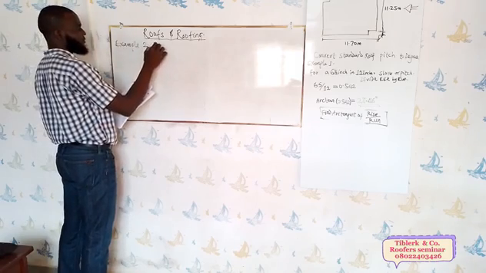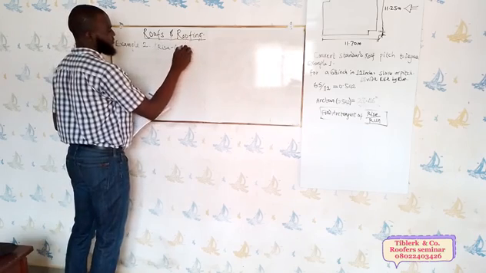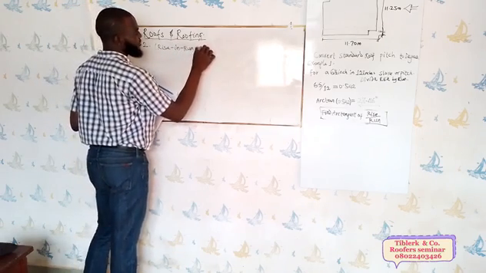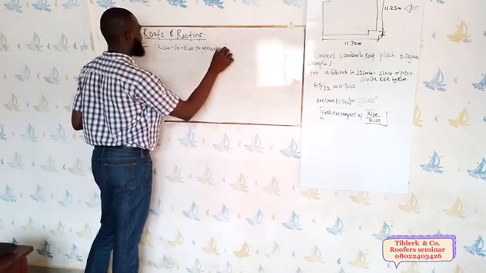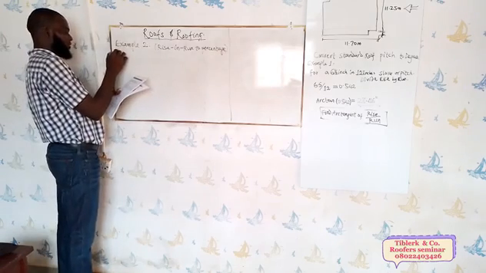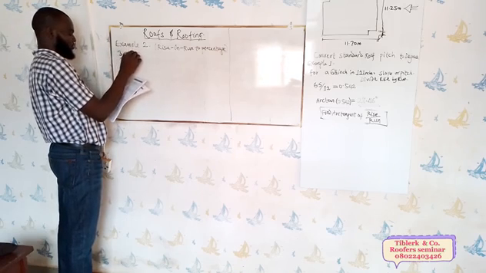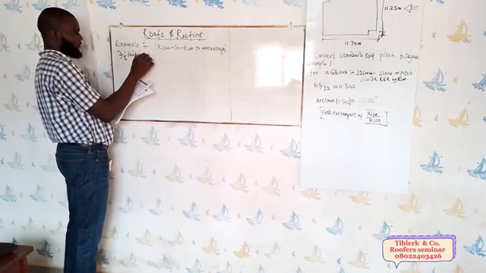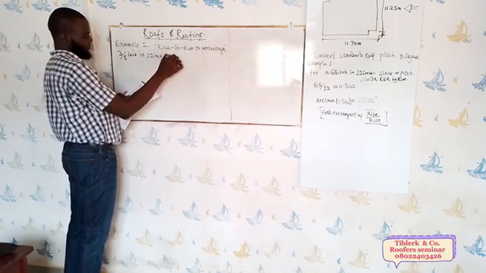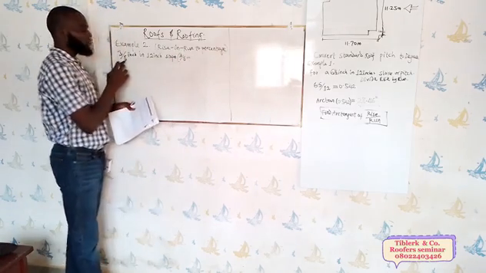Rising run to percentage. Let us assume we are given 3/8 inch in a 12-inch slope. That is 3/8 in 12.